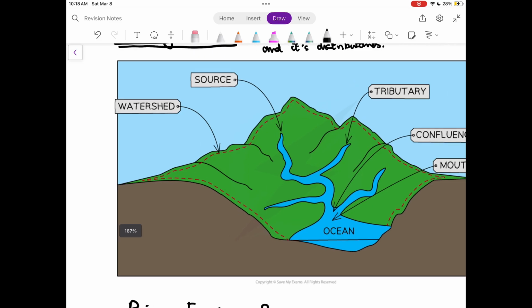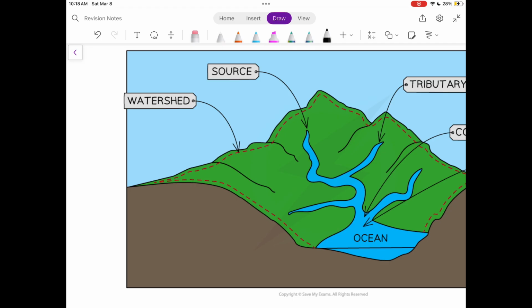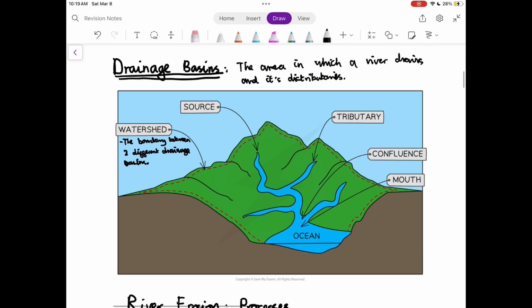So you need to know the features of the drainage basin. So one of them is the watershed, and this is the boundary between two different drainage basins. Keep in mind that the red dotted line is imaginary, so it just represents where the watershed is.